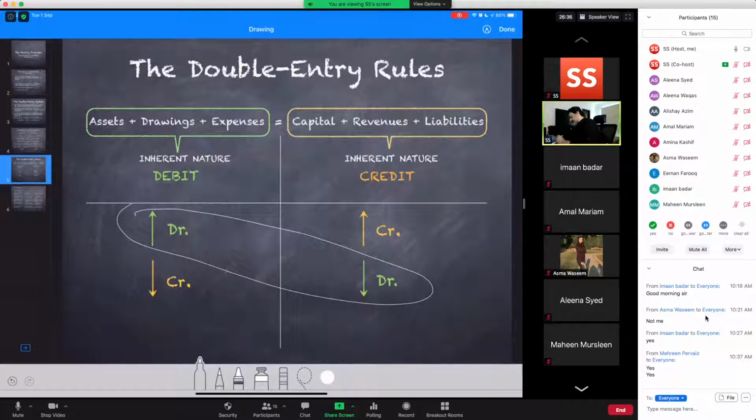Similarly, credit means either your assets, drawings, and expenses are decreasing, or your capital, revenues, and liabilities are increasing. So that is when we use credit.